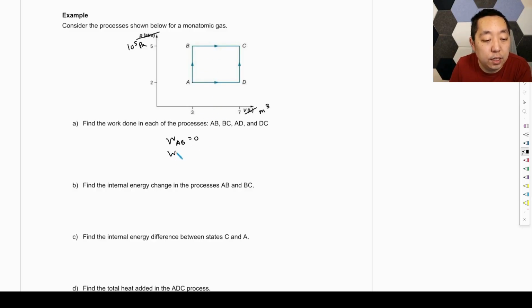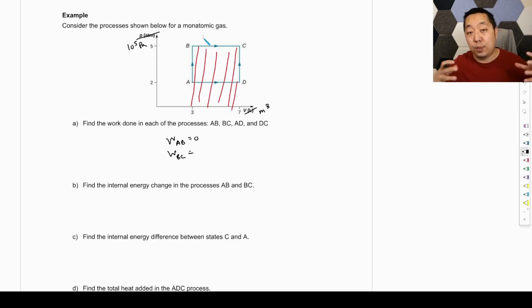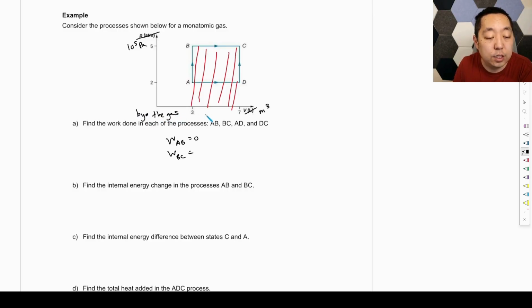From B to C, again, we want to think about the entire area from here all the way down to the x-axis. And then that work is going to be negative because the gas is expanding. This should say done by the gas in each of the processes. So that's going to be 5 is the height, and the width is 4. That's going to be negative, so it's going to be negative 20 joules.